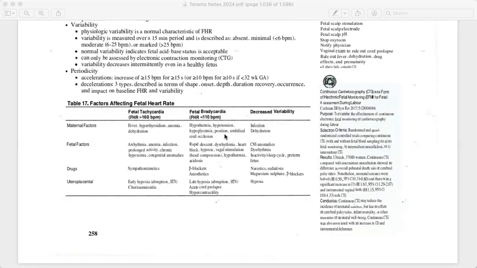Bradycardia: all of the things which can lead towards bradycardia are maternal hypothermia, hypoglycemia, hypotension, or umbilical cord occlusion. In the fetus, dysrhythmias, hypoxia, all of those things where the blood supply is compromised can lead towards bradycardia. Also beta blockers, anesthetics, and uteroplacental causes, which are basically late hypoxia, acute cord prolapse, and hypercontractility. Then decreased variability: infection and dehydration can lead to it, so it's a mix of both. Dysrhythmias, the sleep cycle, preterm fetus, narcotic sedatives and hypoxia can lead towards decreased variability. So just remember which factors can lead toward tachycardia and which can lead toward bradycardia.